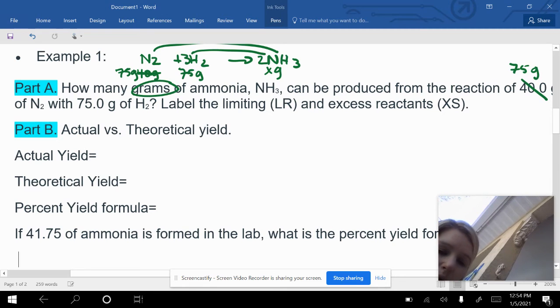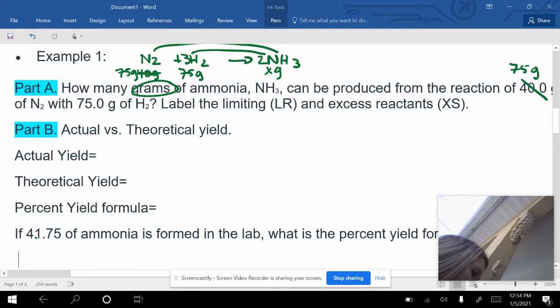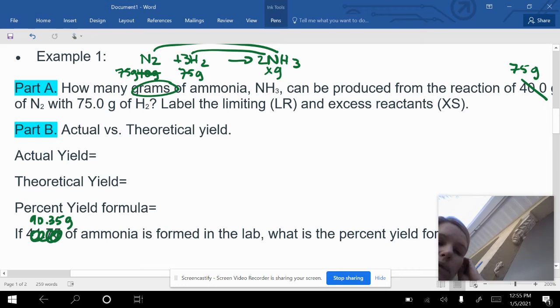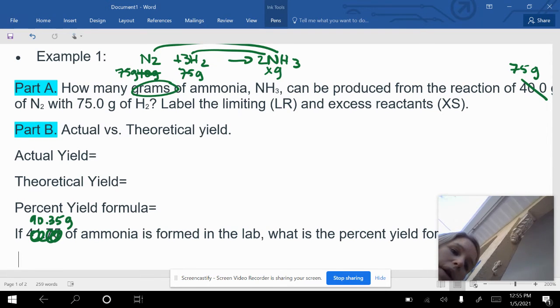So you guys are probably going, why does she have these numbers? Oh, because I forgot to change it. So let me just change this number right here. Okay. All right, so now let's talk about actual versus theoretical yield. So when we just did that calculation, would you say that was an actual yield or a theoretical, and why?